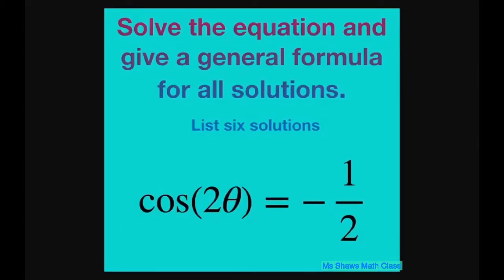Hey everyone, we're going to solve the equation cosine of 2 theta equals negative 1/2. Give a general formula for all solutions and list the 6 solutions. The first thing we're going to do is treat this 2 theta as alpha.